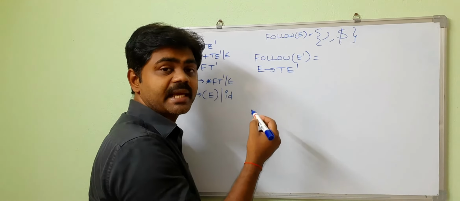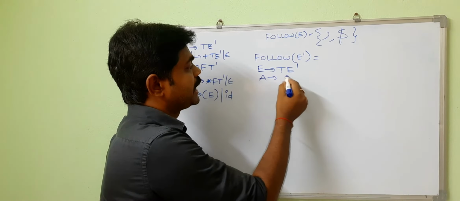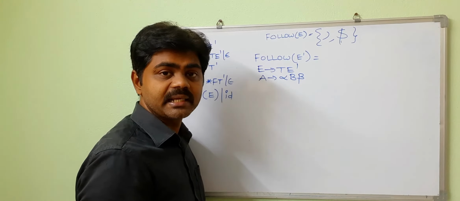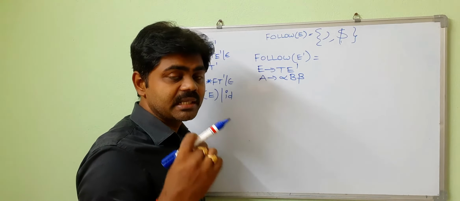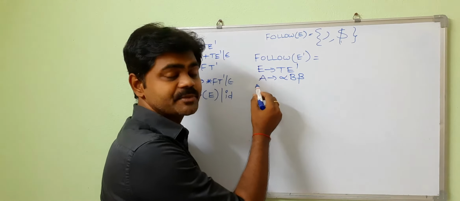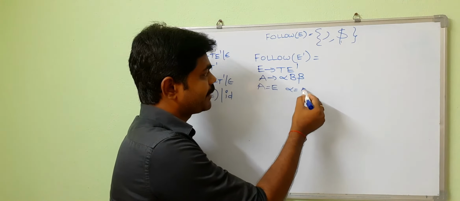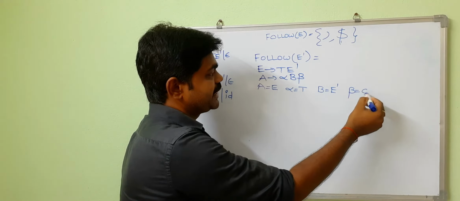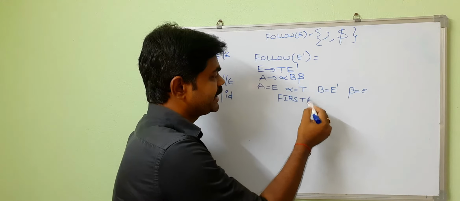As I said, in our follow rules we should substitute with A tends to alpha B beta. For any production A tends to alpha B beta, if first of beta equal to epsilon, that is rule 3. You can go through those rules. If first of beta equal to epsilon, then follow of A equal to follow of B. Now A equal to capital E, alpha equal to capital T, B equal to E dash, and beta equal to epsilon. Now beta equal to epsilon, that is first of beta equal to epsilon.